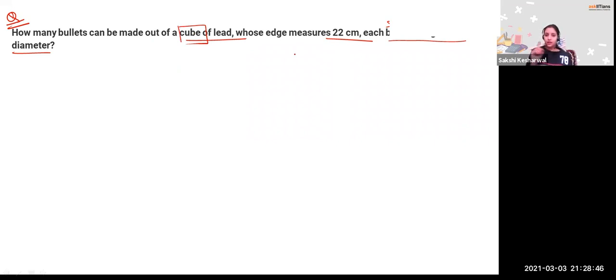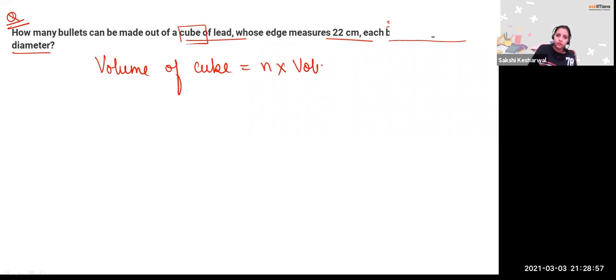So what remains the same? The volume. So can I say that the volume of cube is equal to n times the volume of sphere? Volume of sphere. So can I say that now the volume of the cube is 22 cube, right or not?